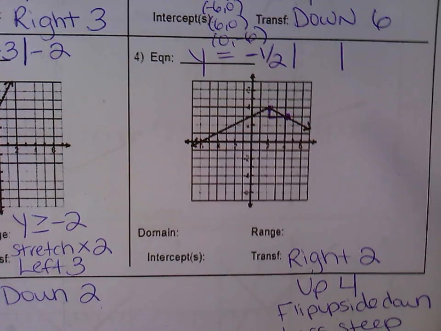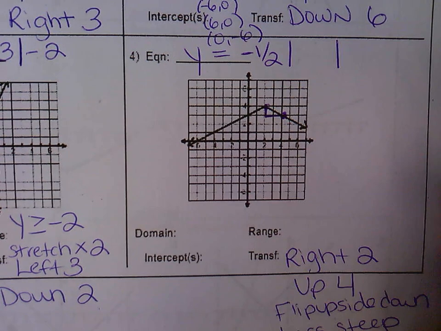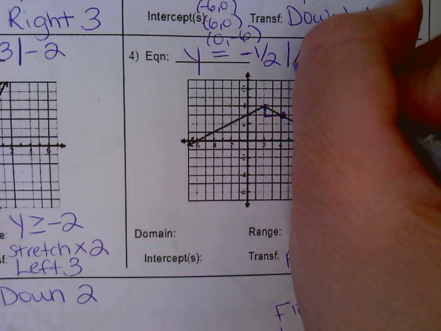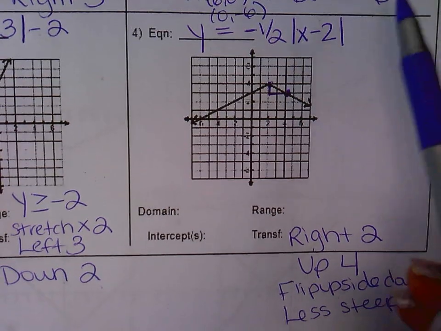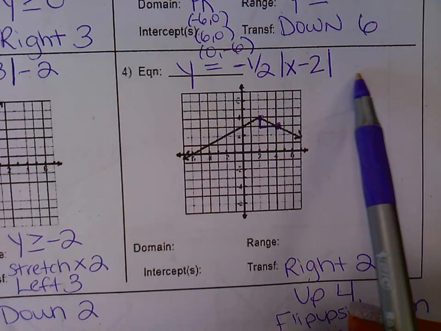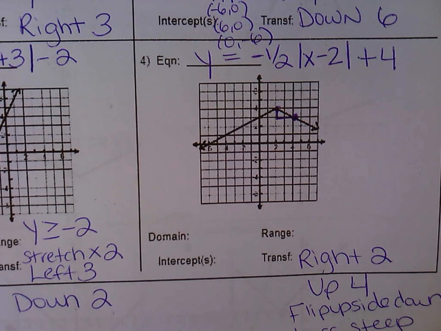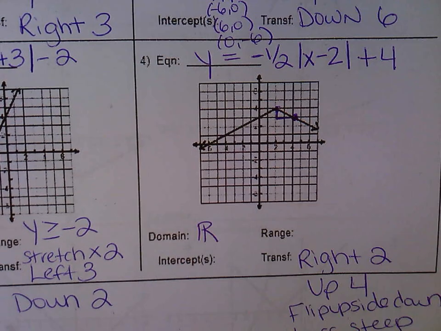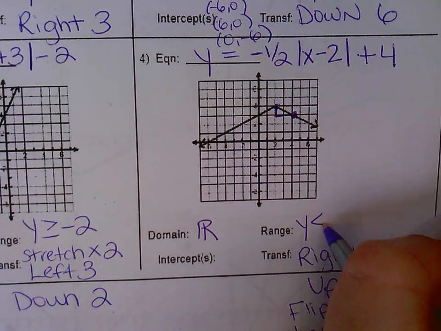I need to go to the right by 2. What goes inside by the opposite of that? X minus 2, because I'm inside where everything is backwards. Now on the outside, I have to go up 4. So what do I put on the outside to go up 4? That is the one that makes sense to me, +4. Domain, all real numbers. How do I write my range? Y is, what's the highest I can go? So less than or equal to +4.